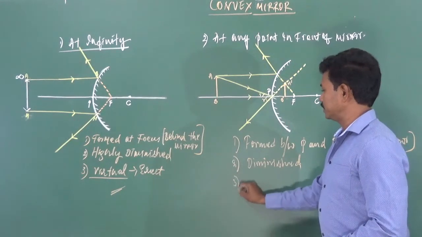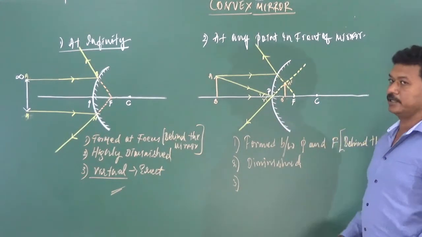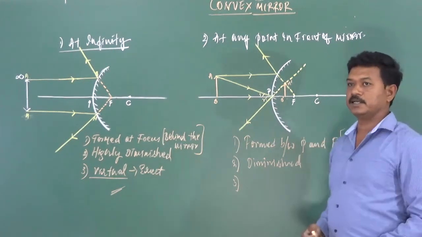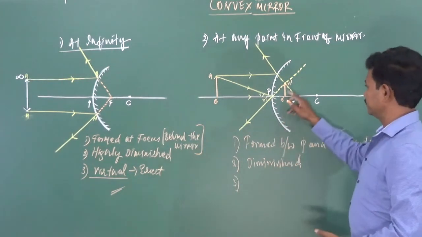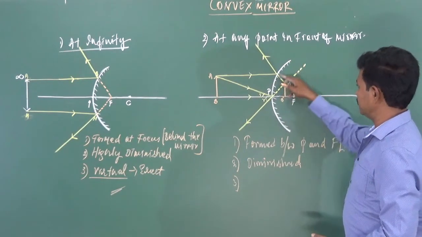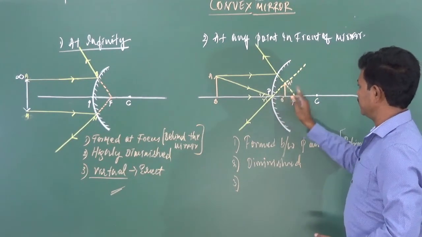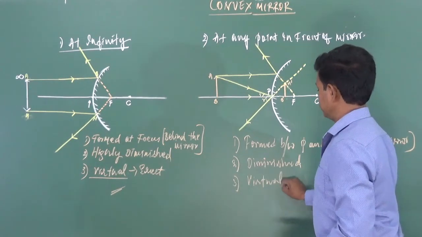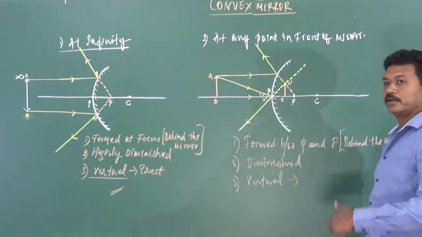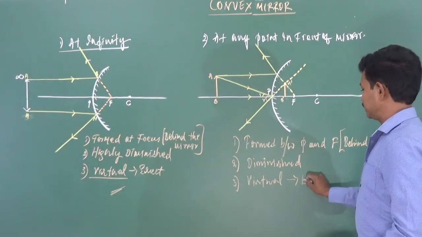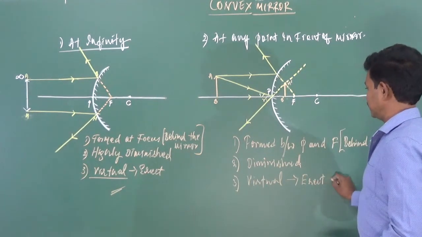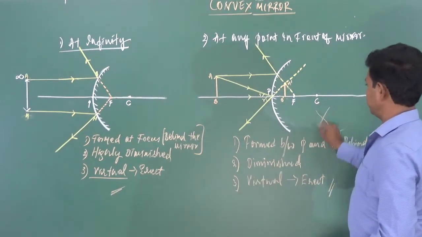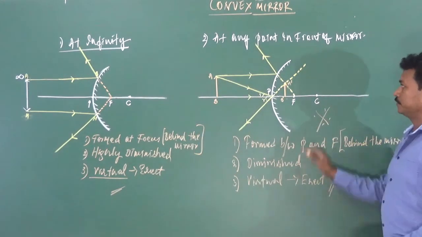The third point is, is the image formed by actual meeting of 2 light rays or not? Here the image is formed after the meeting of 2 virtual light rays behind the mirror. Therefore it is a virtual image, and virtual images, as I told you, are always erect. They are always erect. This is very important in the case of convex mirrors.